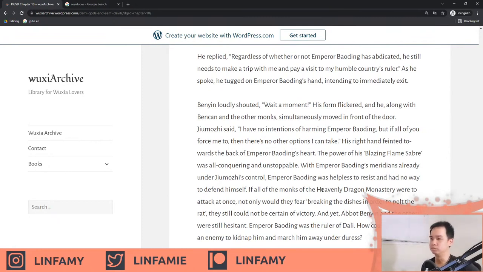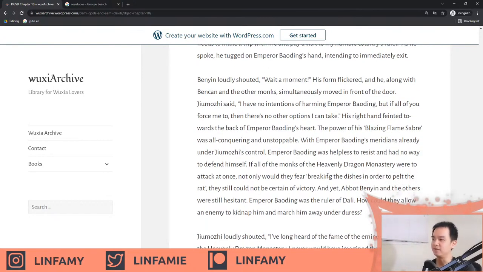Bunyin loudly shouted, wait a moment! His form flickered, and he, along with Buntan and the other monks, simultaneously moved in front of the door. Jiumotsu said, I have no intentions of harming Emperor Baoding, but if all of you force me to, then there's no other options I can take. This guy talks politely, but he has venom in his words. His right hand feinted towards the back of Emperor Baoding's heart.